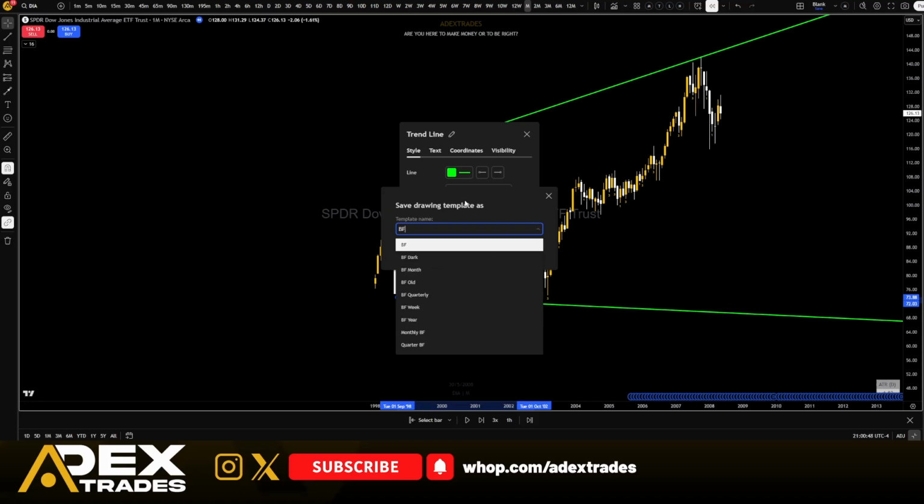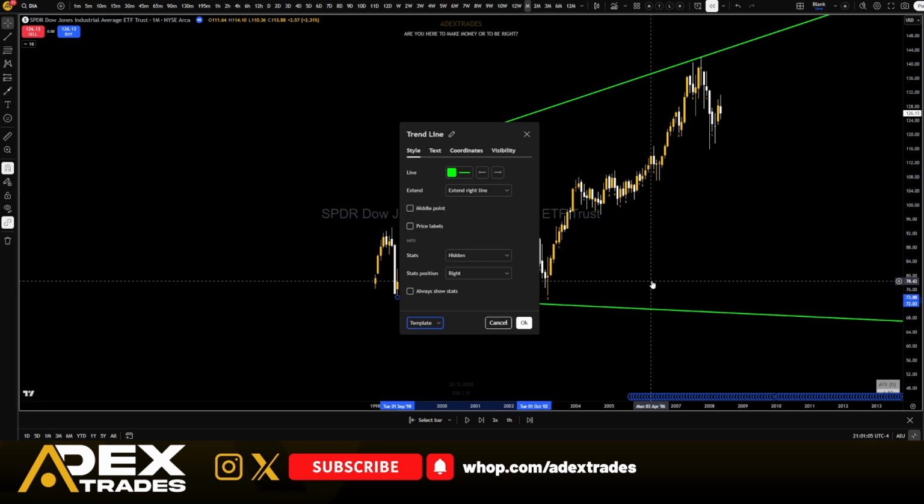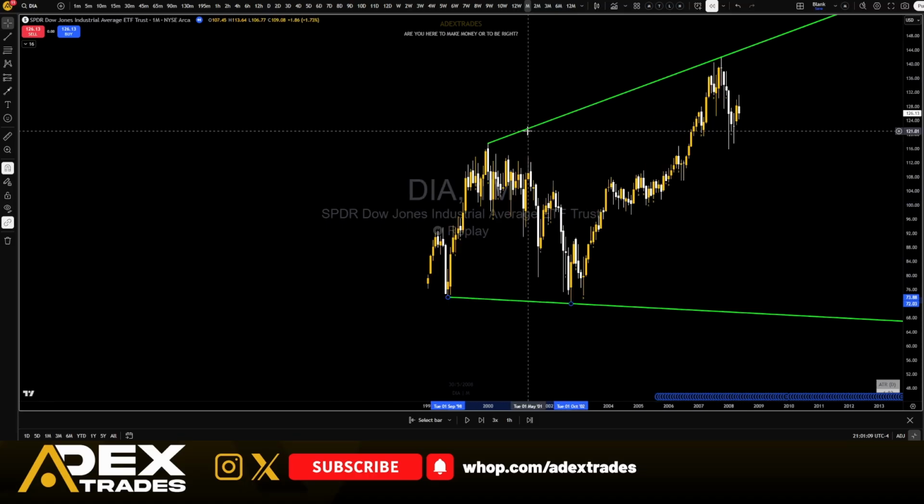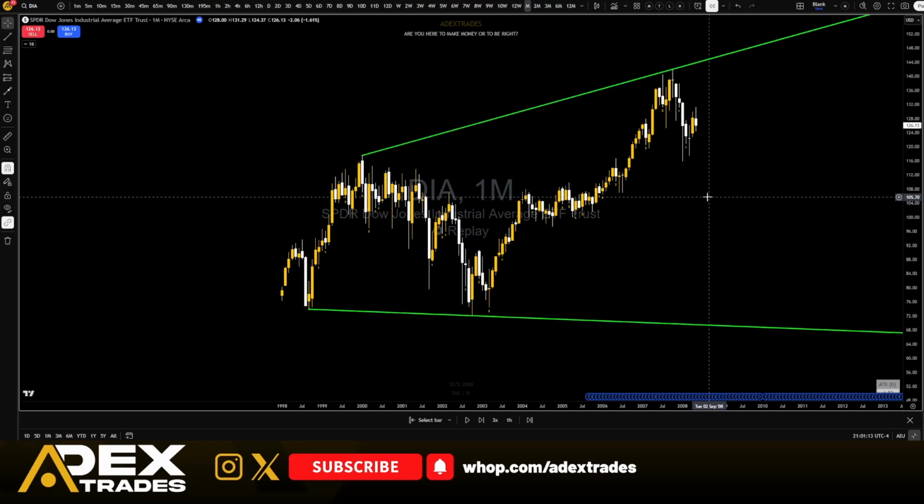You see that I have BF templates for the month, old broadening formations, quarterly, weekly, yearly, monthly, and a broadening formation for the daily. I have a broadening formation for every single time frame. The reason is that it's highly suggested that you not color code, but label your broadening formations according to the time frame that you draw them on.